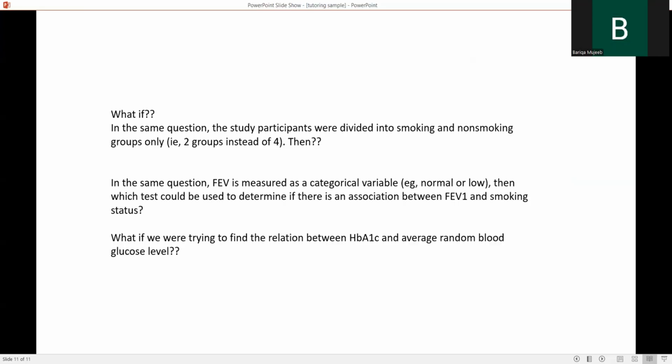What if we are trying to find a relationship between HbA1c and average random blood glucose levels? What would be most appropriate now? It would be Pearson correlation. I hope you got my point here.